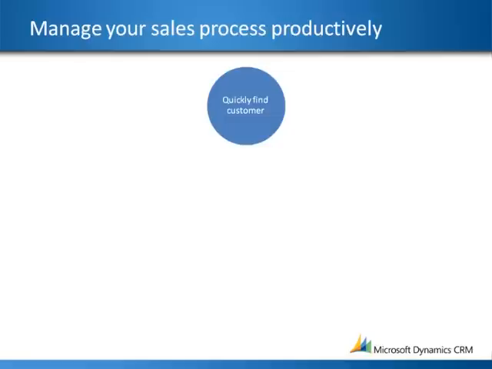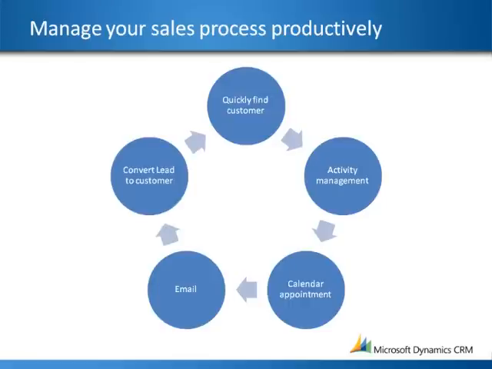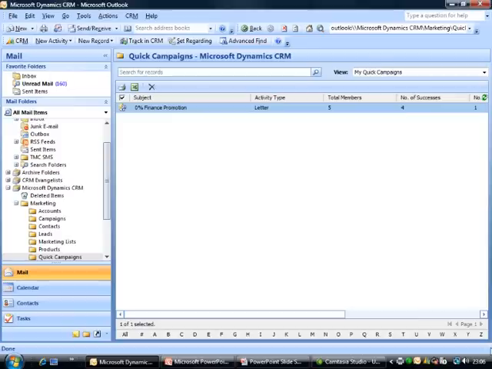So let's look at our second scenario. Okay, so we've now got our leads on the system. We need to quickly find them and start to track any activities. So whether this be calendar activities, appointments, maybe even I want to send an email to that particular lead to follow up with a proposal. And finally, now that lead wants to be converted through to a real customer that we can start to manage with opportunities and pipeline.